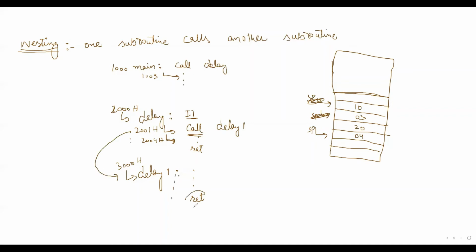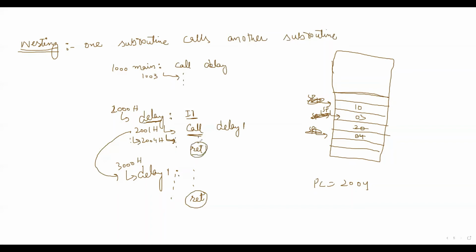Now it is executing this. Here it is return. Return means pop the value from the stack. So in the PC, we will pop these 2 bytes, which will be 2004. Now pop means these 2 are out. My stack pointer is here. Now PC contains 2004. What is 2004? Here, this particular delay. It will execute the instruction here.